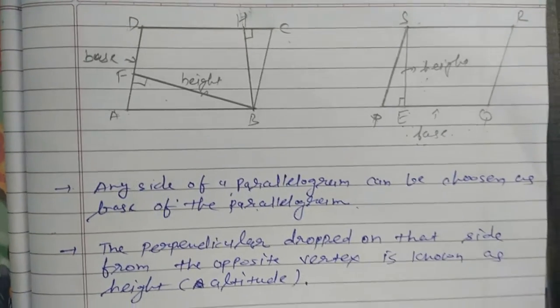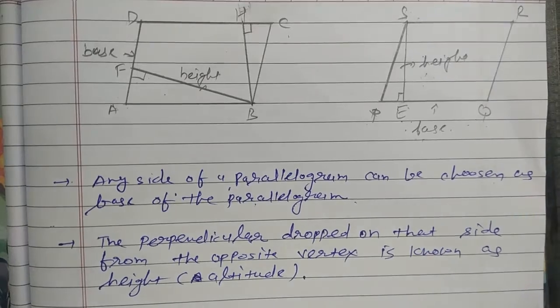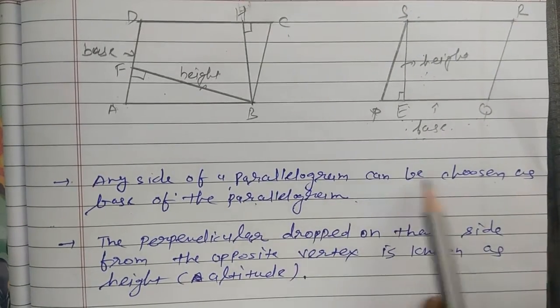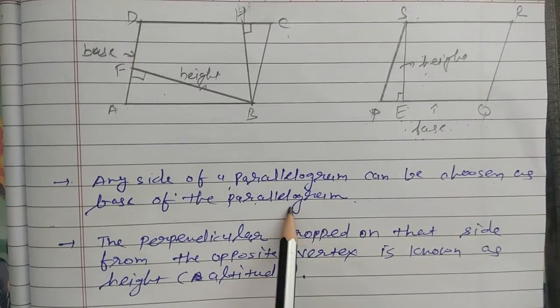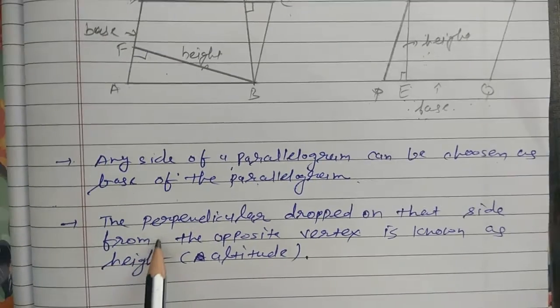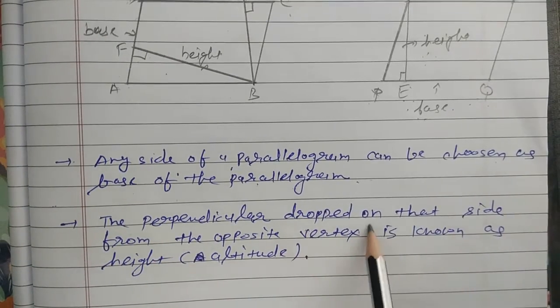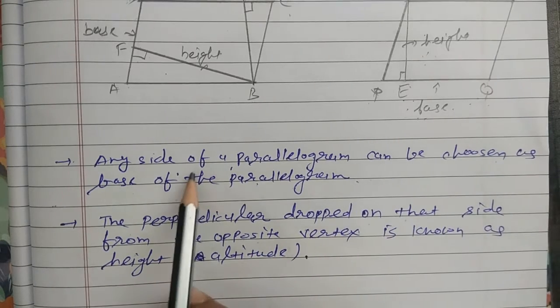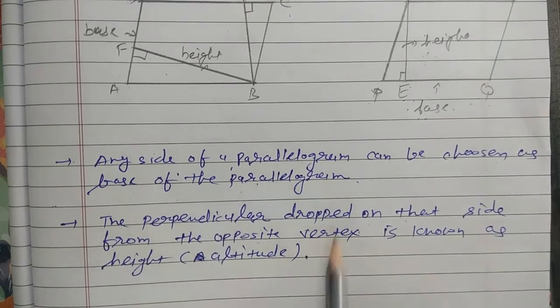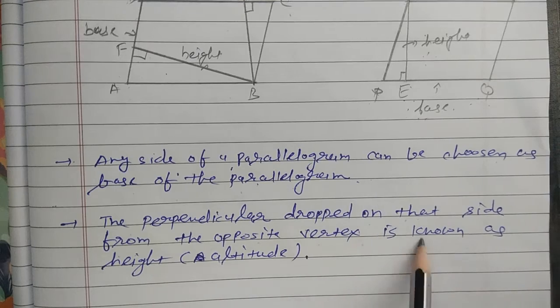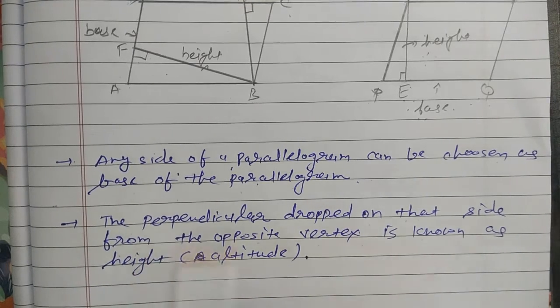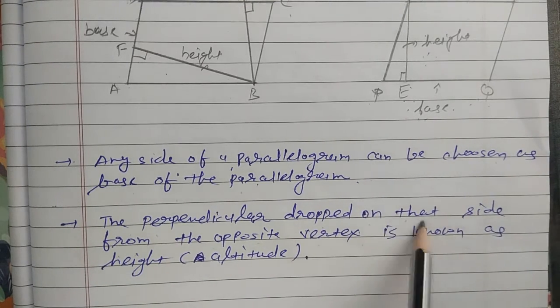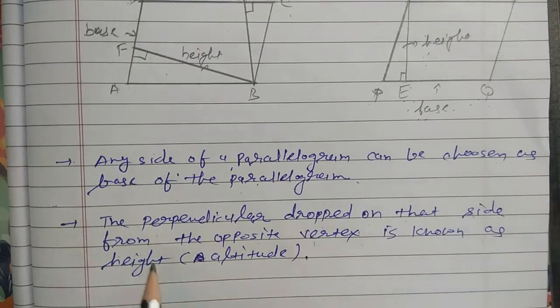So here some things we have to keep in mind. Any side of a parallelogram can be chosen as the base of the parallelogram, and the perpendicular dropped on that side, which we have chosen as the base, from the opposite vertex is known as height.